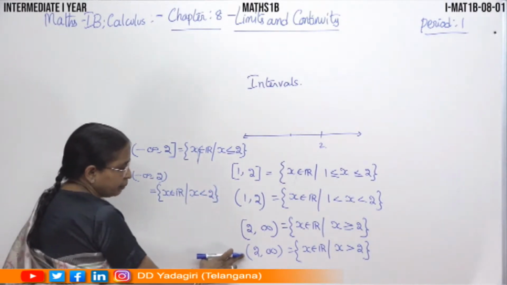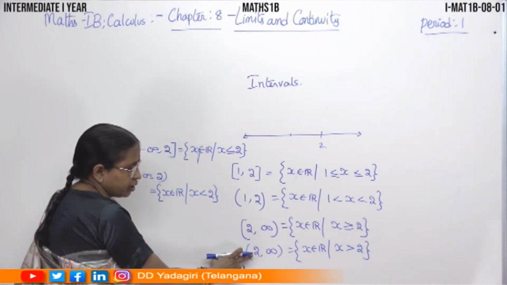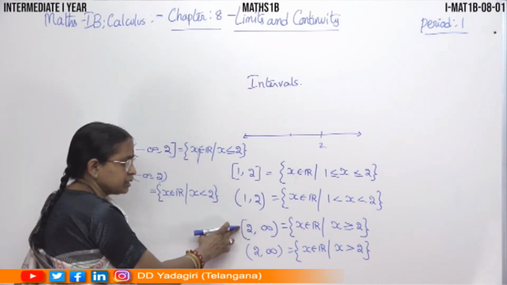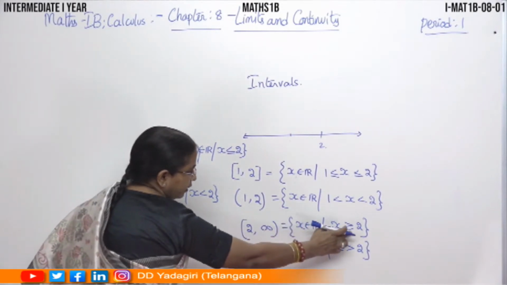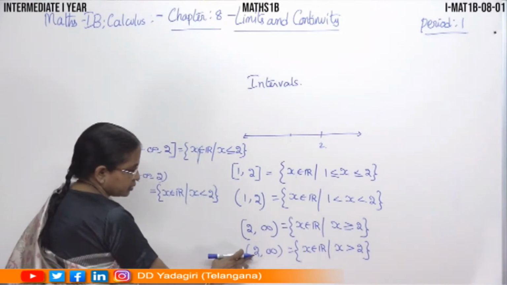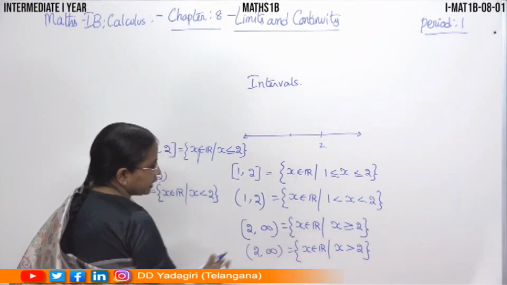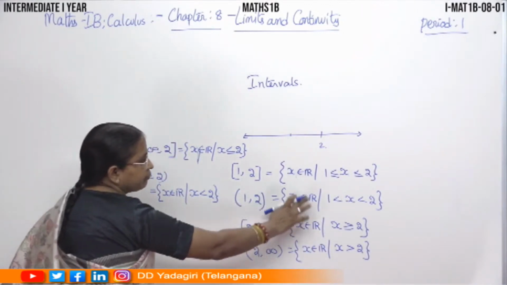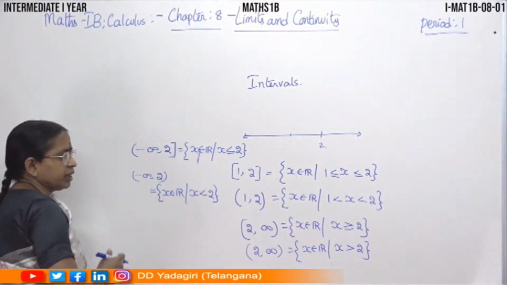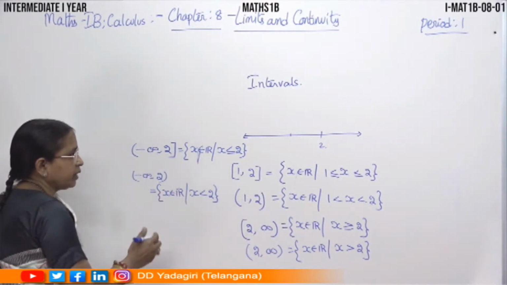So when you put open brackets, that particular number is not included. When you put closed brackets, that number is included. Greater than or equal to 2, like this. 2 to infinity, x greater than 2, x lying between 1 and 2, like that. So here we took an example taking the number as 2.